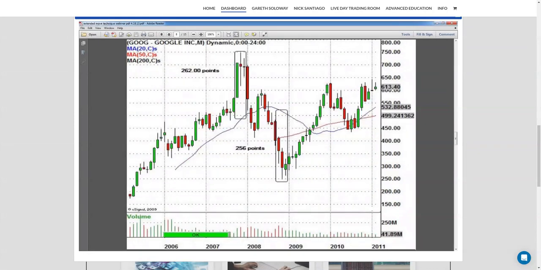Here's a chart of Google. 262 points from pivot high to the 20. Draw the line straight down. Here we get to around 256 points. We know Google's done going down, and look at it, it starts to rally back up. Okay? It's going to be right in that general vicinity.